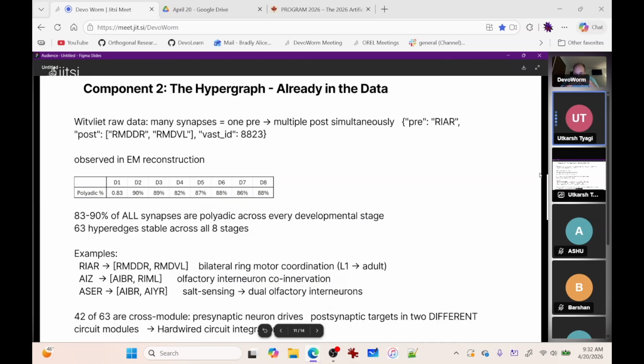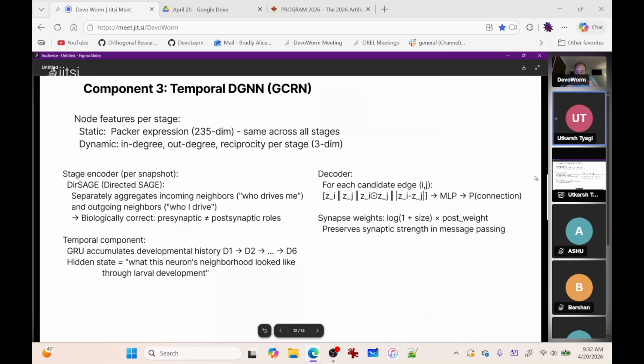For now, I have the temporal DGNN, which is basically a GCRN, which I'm using. It is the third component that predicts how the connectome would evolve from stage to stage. The node features here combine the static Packer expression, which stays essentially the same during all the stages for a neuron, capturing its fixed molecular identity, and the dynamic structural features that change per stage, for example, the in-degree, out-degree, and reciprocity.